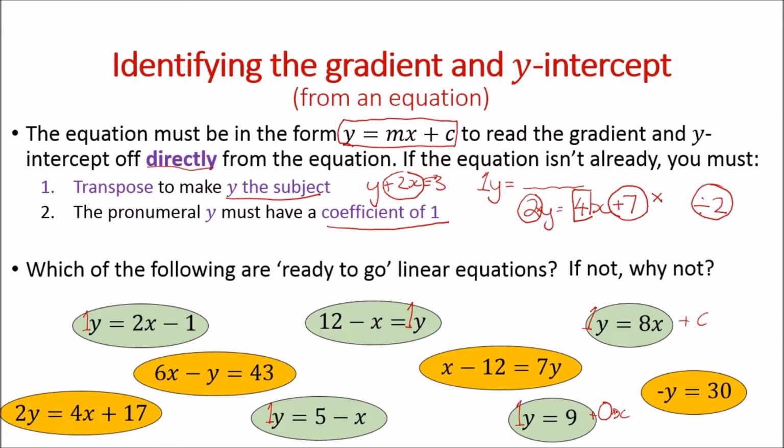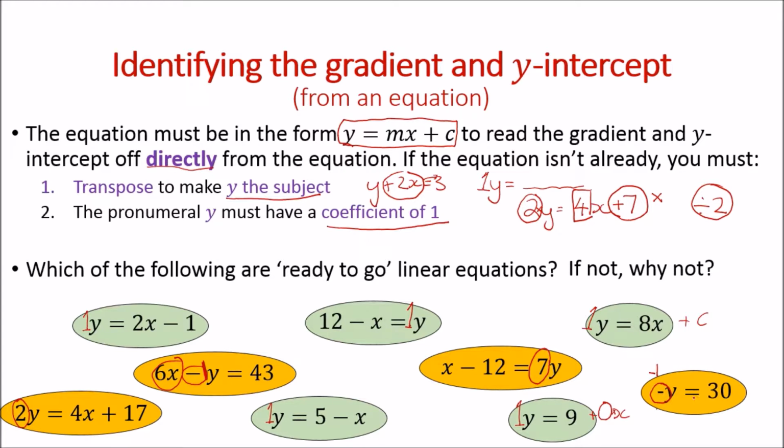Now, these are the ones that you should have said are not ready to go. And your reasons should have been, there is a 2 here. It's not a 1. Here we had a 6x and it was a negative 1 as well. Here we have 7y, so we would need to divide all of this by 7 first. And here, again, not a 1, but a negative 1 is the coefficient of y.